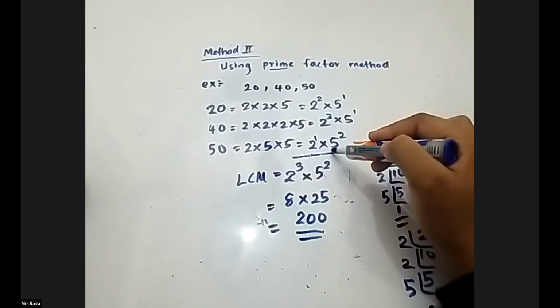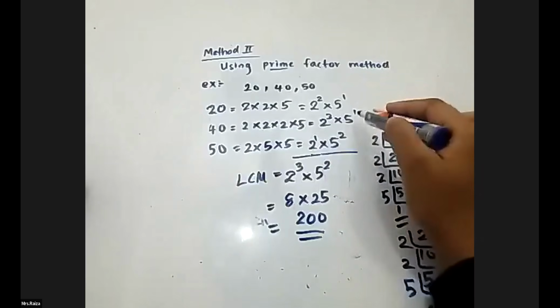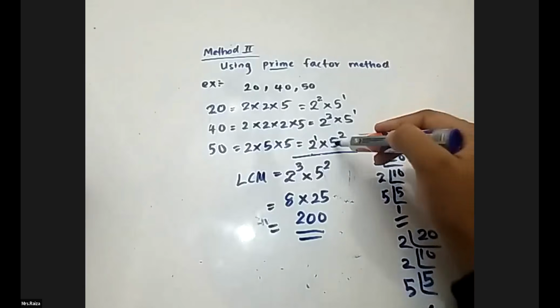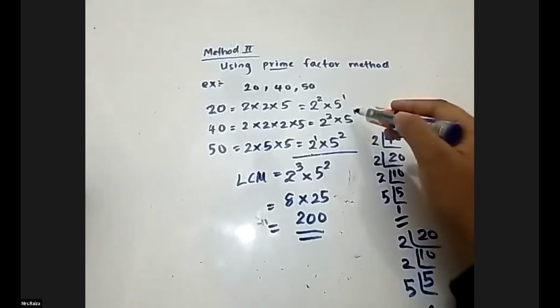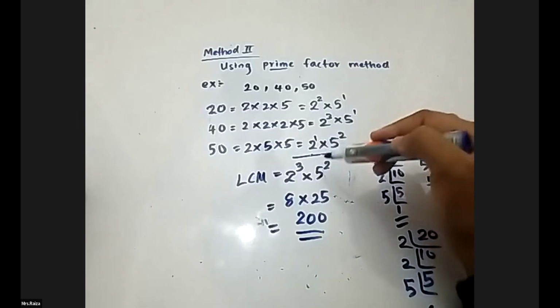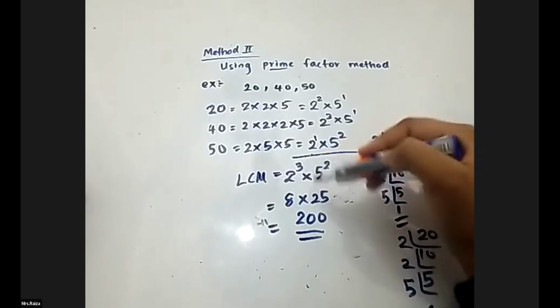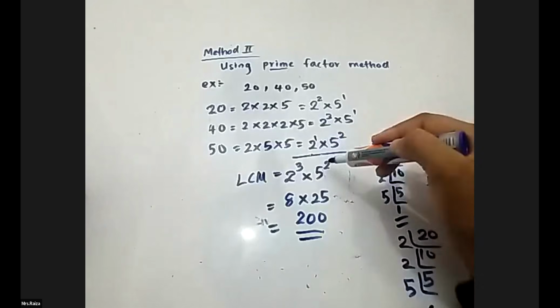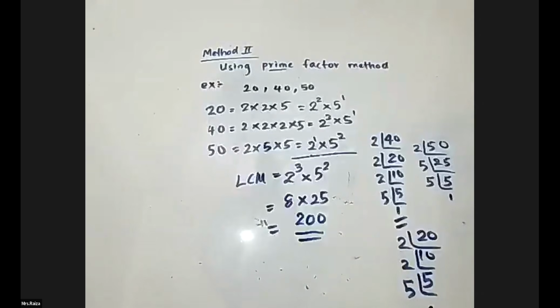Then when you look at number 5, you have 5 to the power 1, 5 to the power 1, and 5 to the power 2. So who is having the highest power? 5 to the power 2 is the highest when compared with 1. That highest power should be taken out, expanded, and multiplied. 2 into 2 into 2 means 8. 5 into 5 means 25. Then you multiply and get the value.